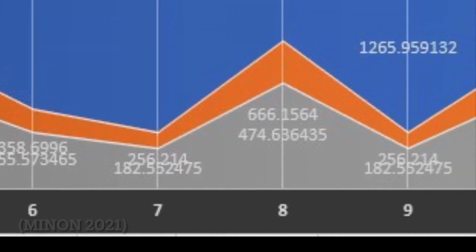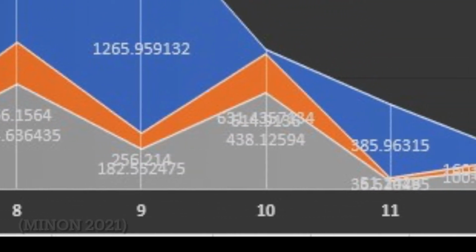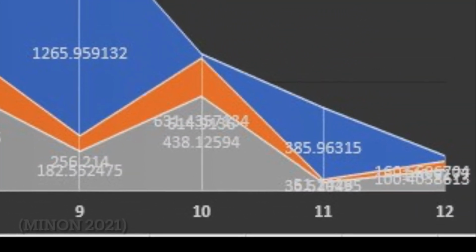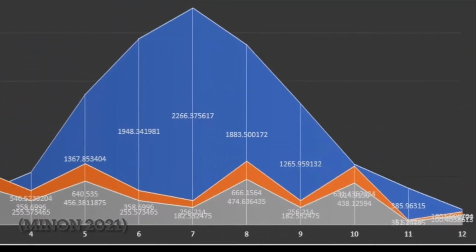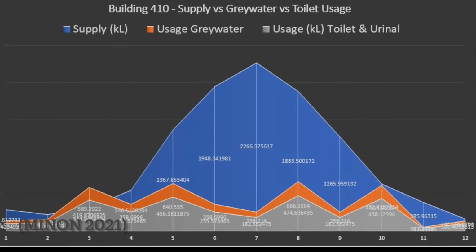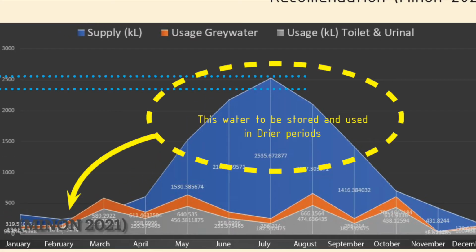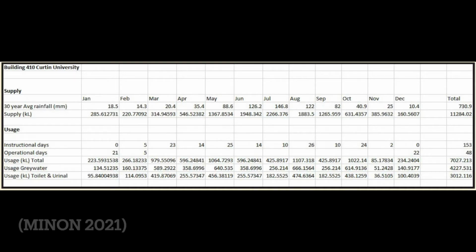Step 3 calculates the demand based on the Curtin academic calendar. We were able to compare seasonal use to seasonal supply. We can see shortfalls and surpluses, where the surpluses water might be stored adequately to supply the shortfall periods. Looking at the water balance for Building 410, the annual supply outweighs annual usage, but the seasonal comparison is where the shortfalls may need to be addressed with adequate storage.